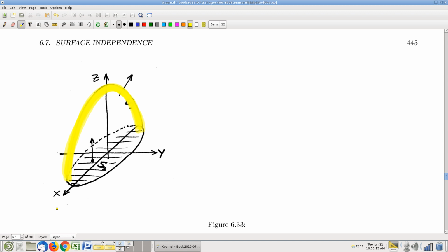Okay, so that surface. Let's talk. What's the boundary of this surface? Got this upside down bowl. The boundary is where the slice took place. It's this ellipse here. That is the boundary of that surface.